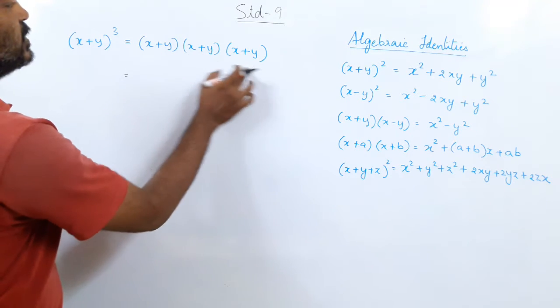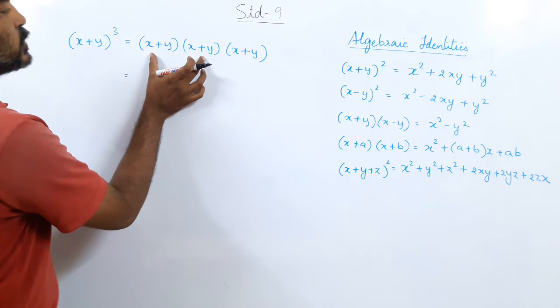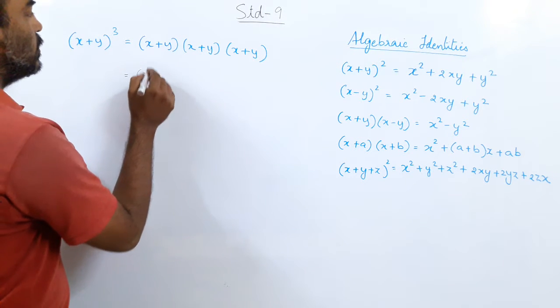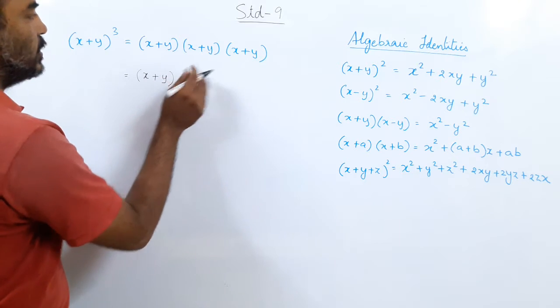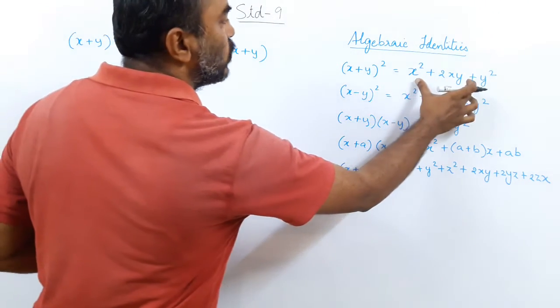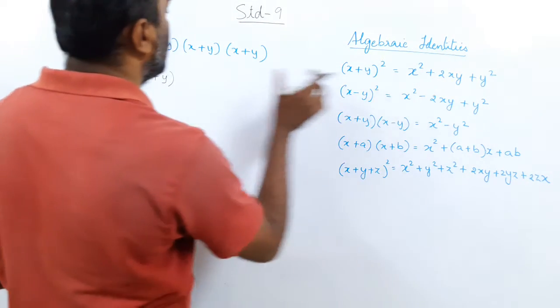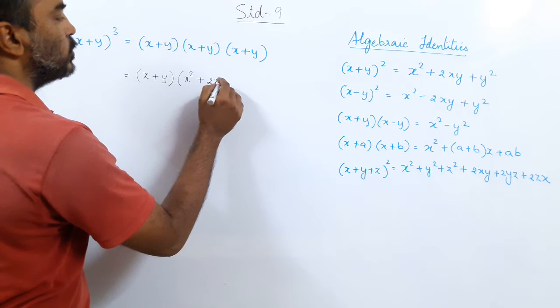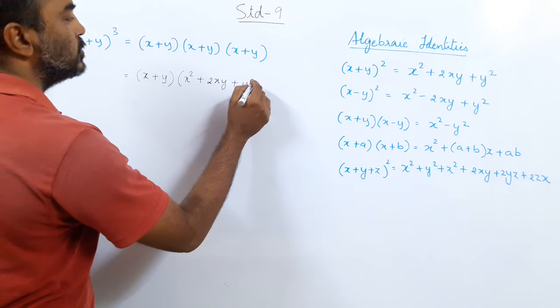The cube divides into 3, the square into 2. So x plus y into x plus y is what? x plus y the whole square. So I'll keep this x plus y as it is, and these two, x plus y into x plus y, make x plus y the whole square. I will directly put the identity, because x plus y the whole square I know. So instead of this I can put x square plus 2xy plus y square.